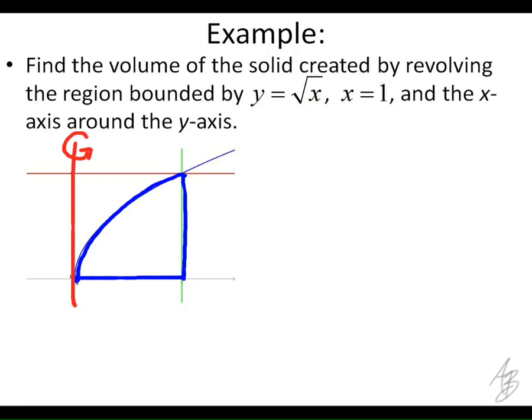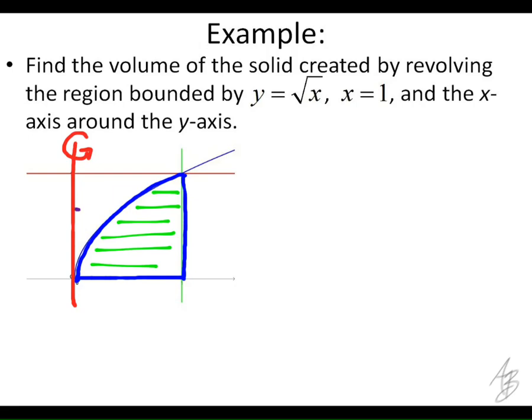So first of all, let me ask this. Which way are we going to slice it, horizontally or vertically? We're going to slice it horizontally. So we're going to slice it up this way. And we do need to find two radii. We're going to find a big radius. That's going to be the outer part. And then we need to find the smaller radius.